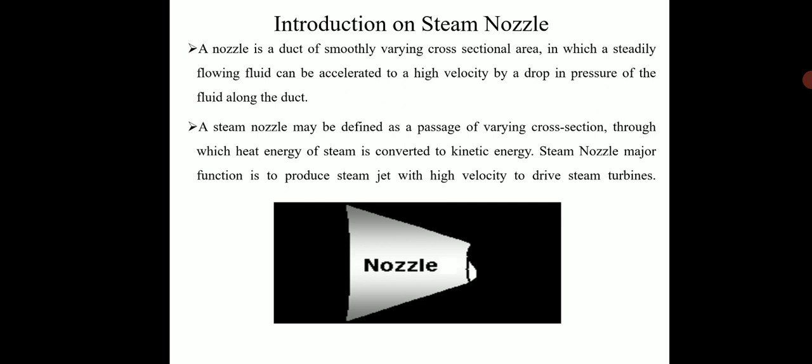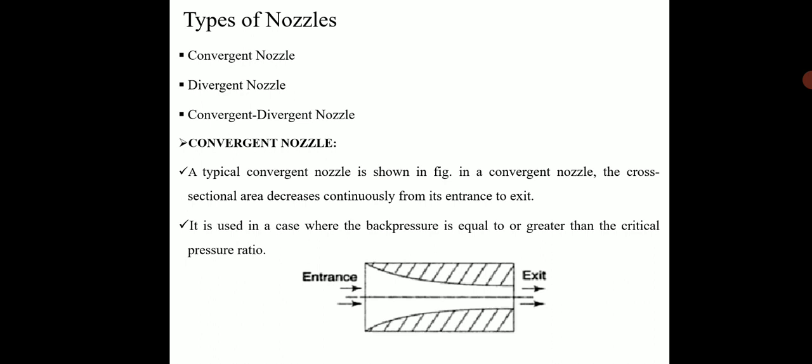turbines. The diagram shows the nozzle where the area of cross section is decreasing from entrance to exit, where the velocity of the fluid is increasing quickly, but the pressure and temperature drop. Types of nozzles: the first one is the convergent nozzle, second the divergent nozzle, then the third one the convergent divergent nozzle. First we are going to see the convergent nozzle.